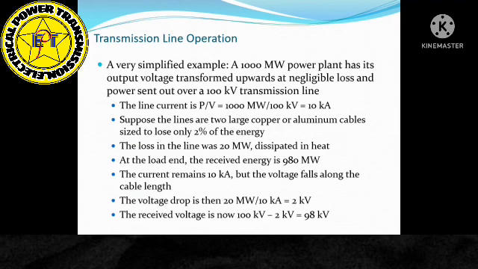So when you plan a transmission line, you must consider these two most important aspects and parameters: efficiency and voltage regulation. This is the simplest example which I could discuss with you to understand the importance of efficiency and voltage regulation.